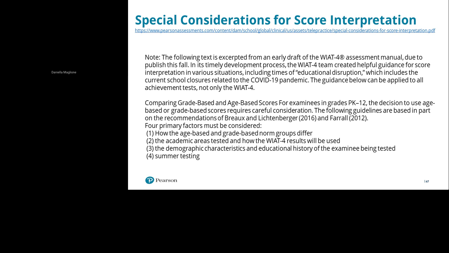So when you're determining whether to use age or grade-based norms, you need to really look and consider 4 different factors. One is how age and grade-based norms differ, which I'm going to explain further. The second has to do with the academic areas that are tested and how the results will be used, and I'll talk about that further too. The third revolves around demographic characteristics and educational history to include, obviously, previous MTSS data. And then, of course, last but not least, summer testing.